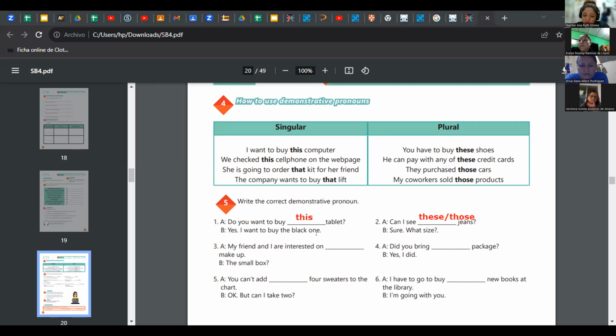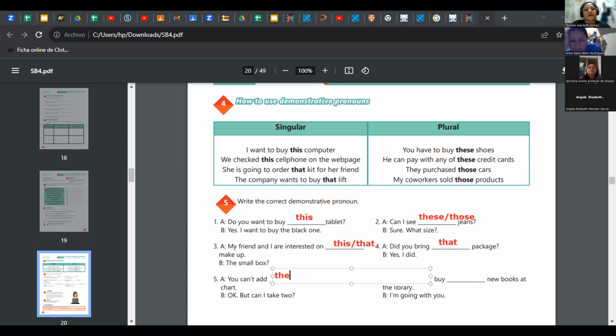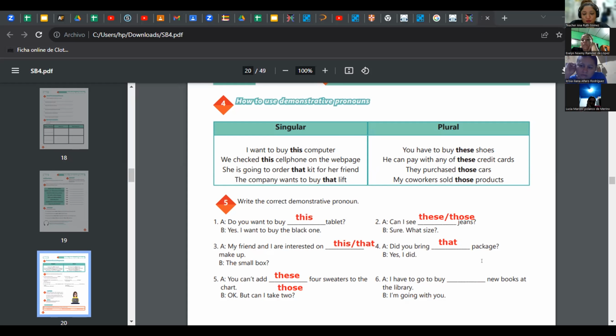That. And are interested in that makeup. All right, so my friend and I are interested in this makeup, that makeup. Very good. Because here we don't have a reference of distance. So what about number four? Did you bring a package? That package or this package? All right, what about number five? These. Or those. Yeah, very good. What about number six? Those. Good.